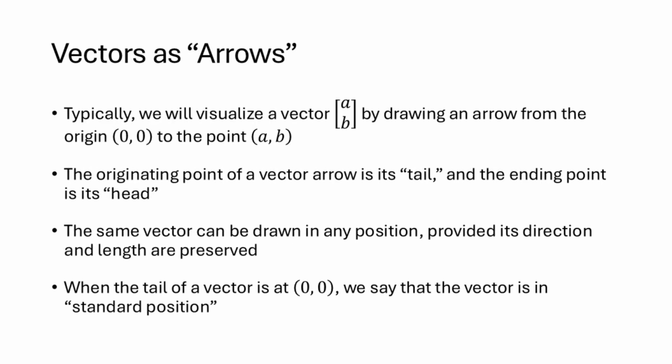Now let's start thinking about the geometry of vectors. Typically, we're going to visualize a vector with entries a, b as an arrow from the origin (0, 0) to the point (a, b). Notice the distinction we're drawing between a point, which we write as an ordered pair surrounded by parentheses, and a vector, which we write as a column surrounded by square brackets. The originating point of the vector is the tail, and the ending point is the head. And we can draw that same vector in any position as long as its direction and length are preserved.